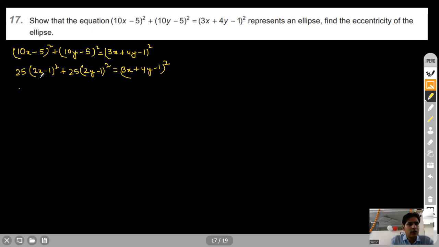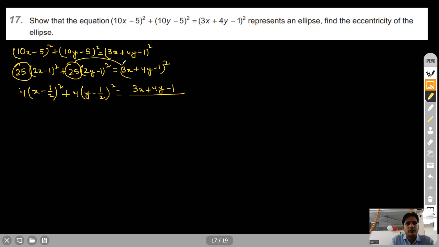So again, what I will do, I will take 2 common from here and I will put this 25 to the right hand side. So if I take 2 common, I will get (x minus 1 by 2) whole squared plus (y minus 1 by 2) whole squared, and that will be equal to (3x plus 4y minus 5) whole squared. This 25 I am taking common and putting here, right? So this will be basically 5, I can write it as 5 and this whole squared. Okay. So further, what we can say, this will be (x minus half) squared plus (y minus half) squared.